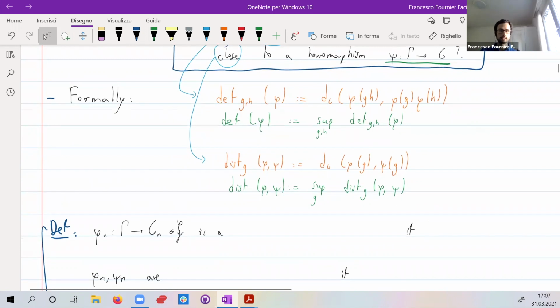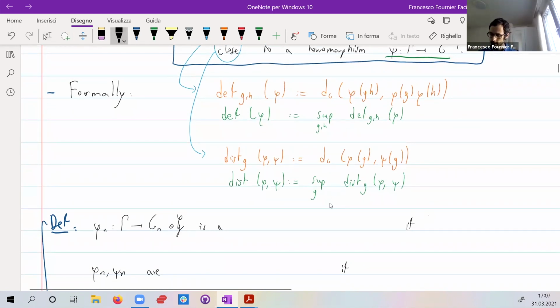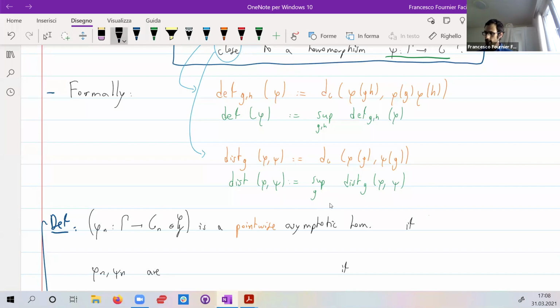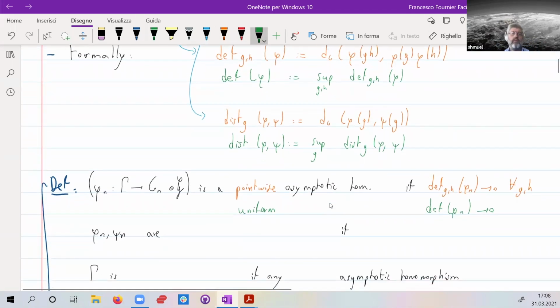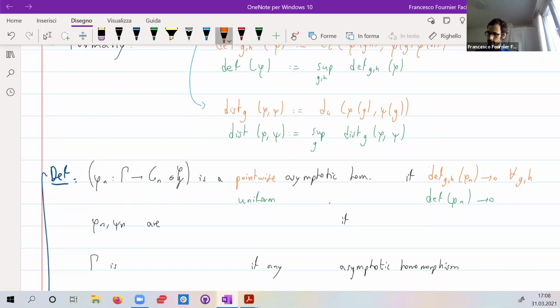So the precise definition of stability is the following. We say that a sequence phi n, which goes from gamma to G n in this family, is a pointwise asymptotic homomorphism if this local defect goes to 0 for every g and h. But you can also ask for a uniform asymptotic homomorphism, and then you would ask that the global defect goes to 0. Okay? And if you have two asymptotic homomorphisms, then you can say that they are pointwise asymptotically close.